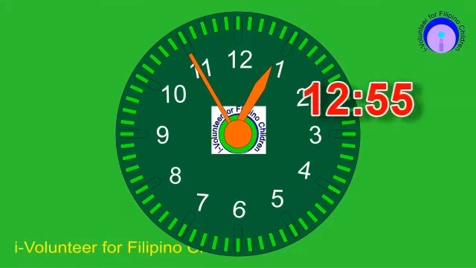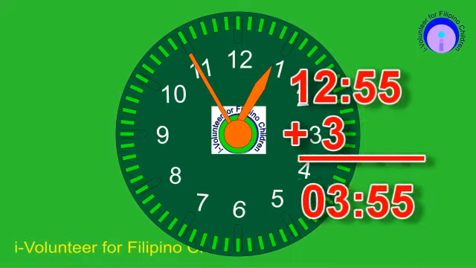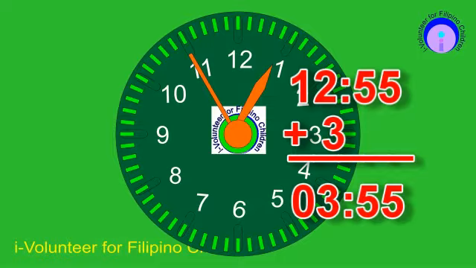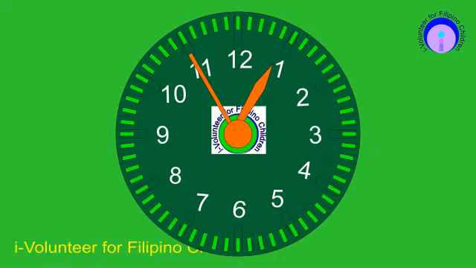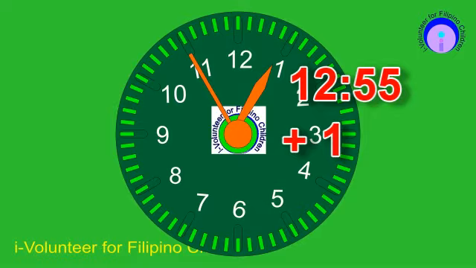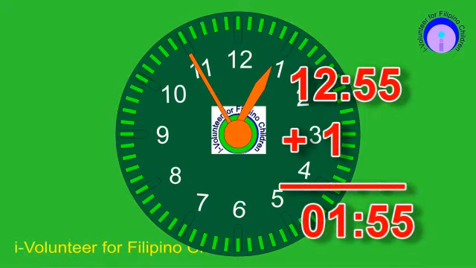Time is read as 12:55. After 3 hours, what will be the time? After 3 hours, the time is 3:55. Now, can you tell me what time is it after an hour? After an hour, the time will be 1:55.